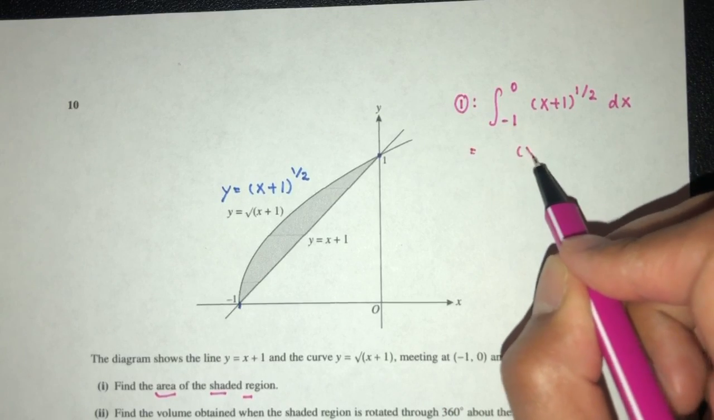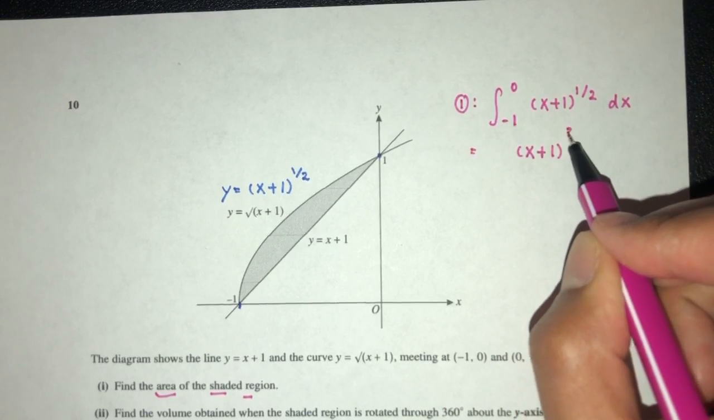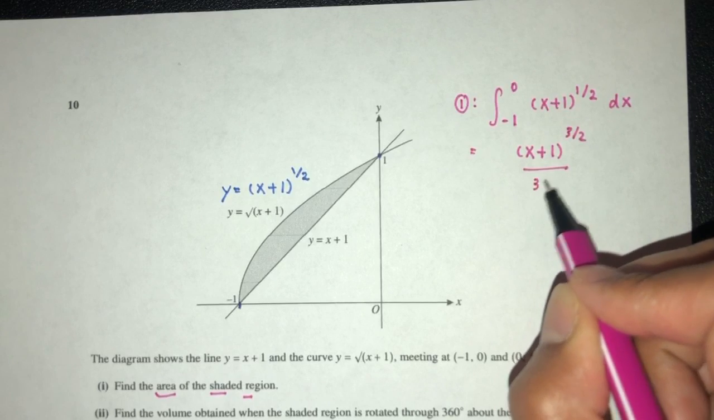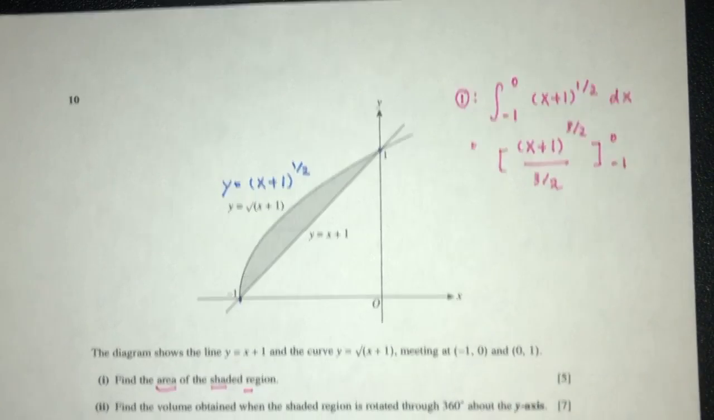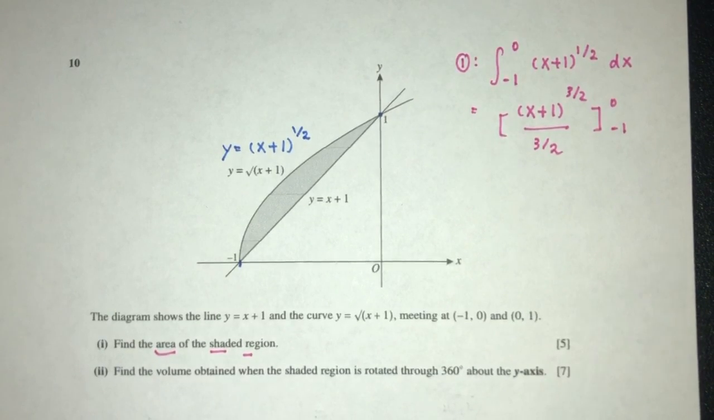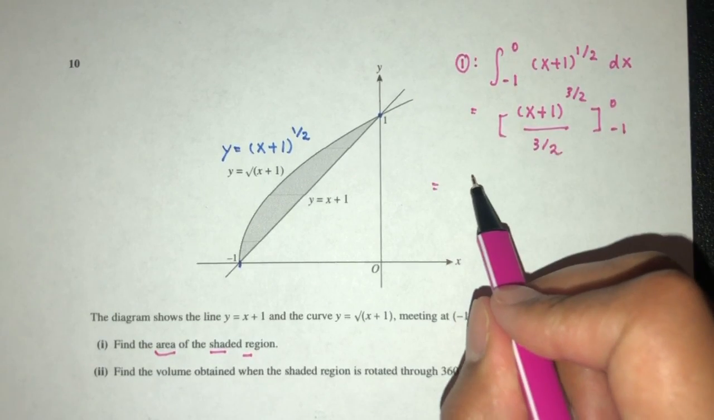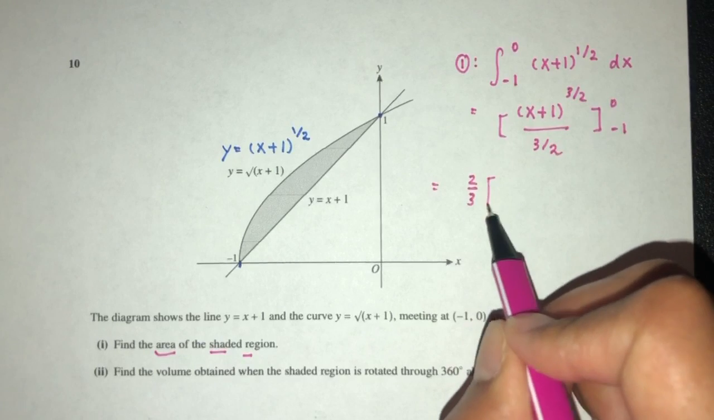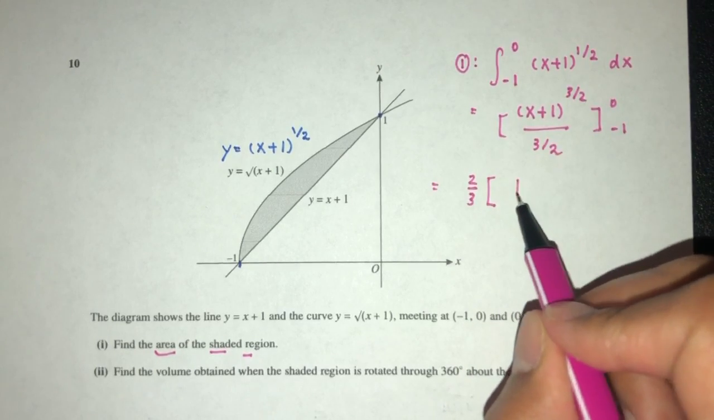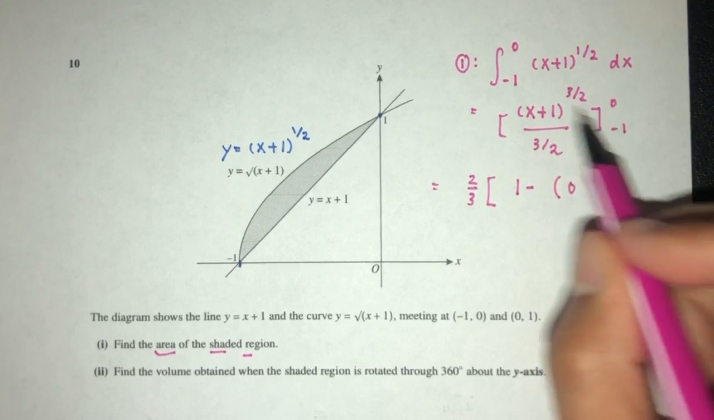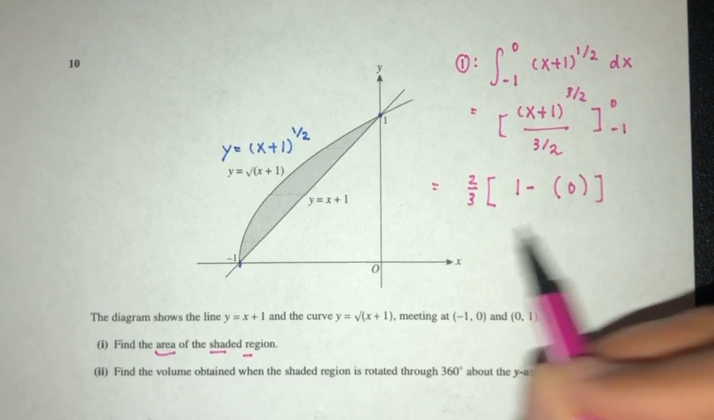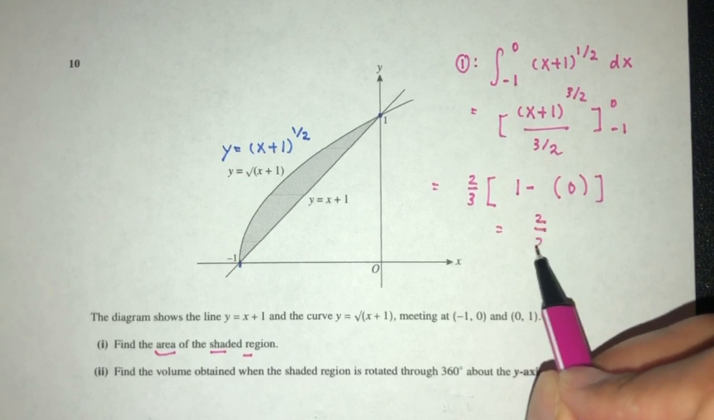First things first, increase the power by 1. That should be 3 over 2. Divide by the same power. Then the limits are 0 and minus 1. So let's see what happens. Here you will have 2 over 3 outside, and at 0 that should be 0. So minus 1 plus 1 is 0, that should be 0. So the whole area is 2 over 3.